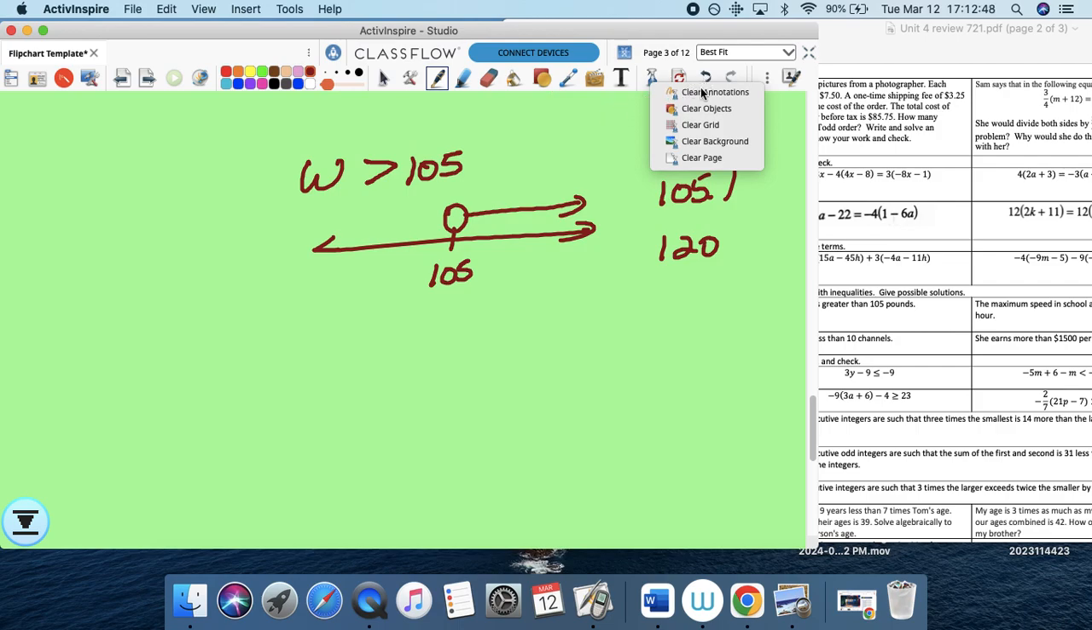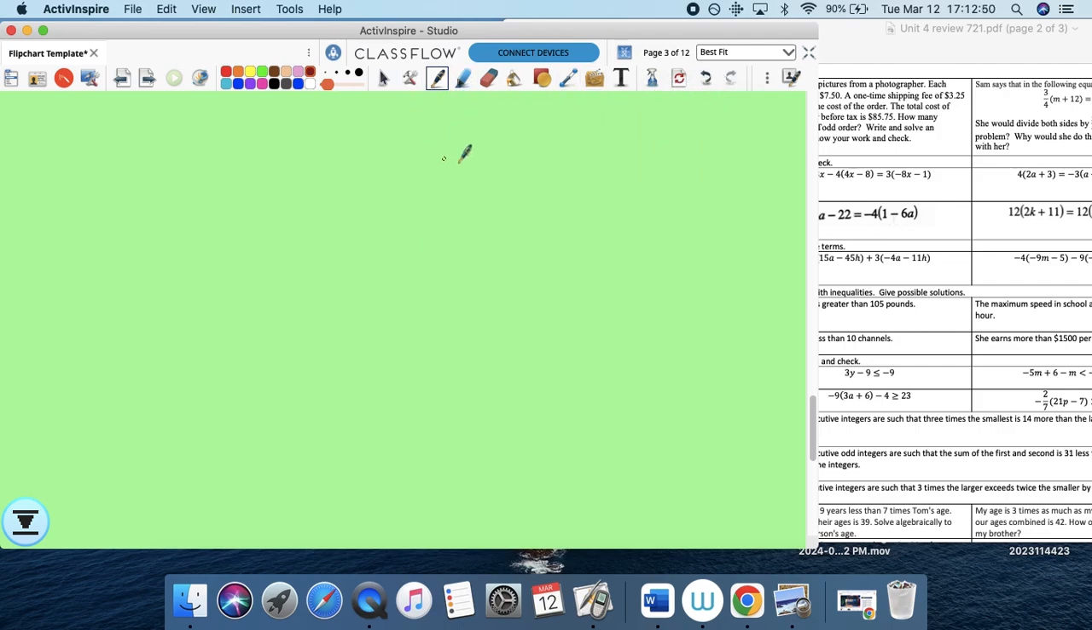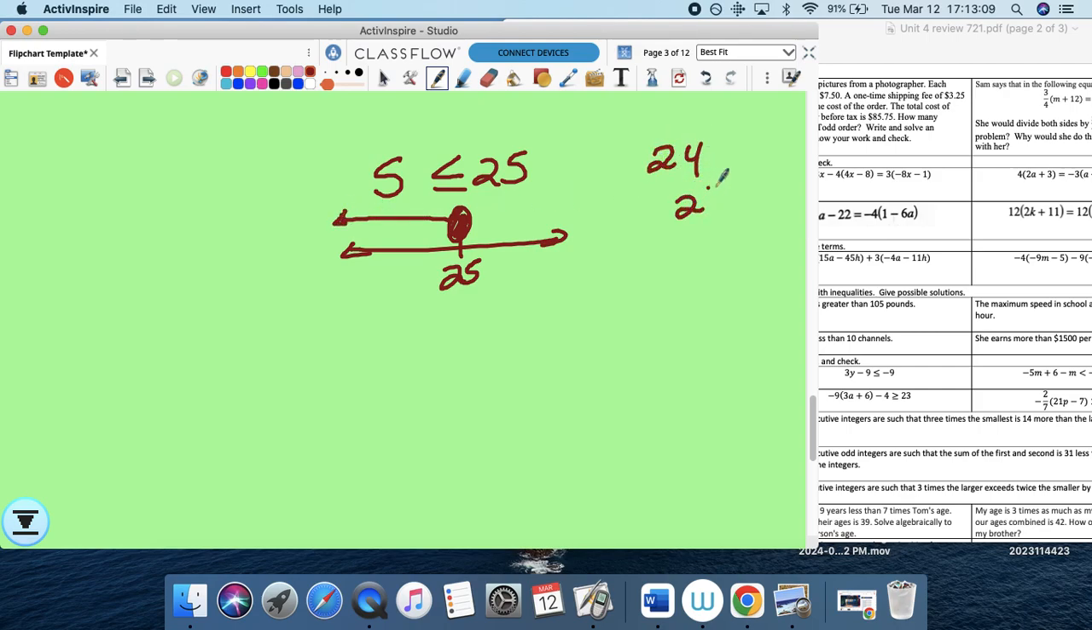Maximum speed. The maximum speed in school is 25 miles per hour. So the speed, S, has to be less than or equal to 25. Graph. There's 25. We want to shade, and the speed of the cars can be 25 or less. Possible solutions: 24, 23, 20. Right.